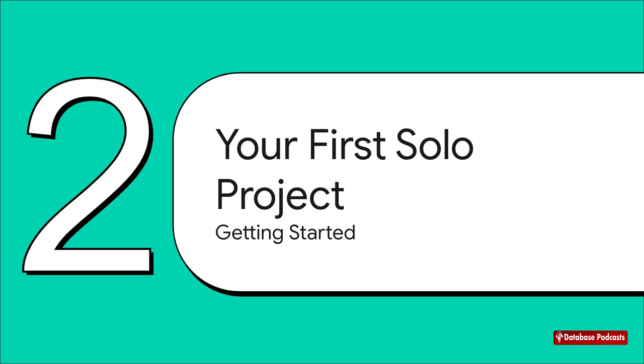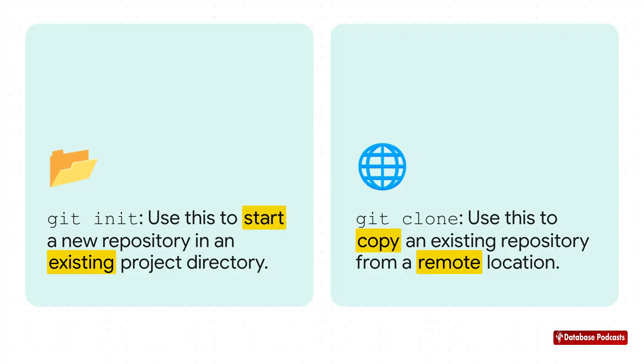Okay, so maybe you're thinking, this sounds good, but is it going to be a huge pain to set up? The answer is no. Let's walk through how you can get your first solo project up and running in just a couple of minutes. You've basically got two main ways to kick things off. If you've already got a project folder on your computer, you just navigate into that folder and type git init. That's it. It's like telling Git, hey, start tracking everything that happens in here.